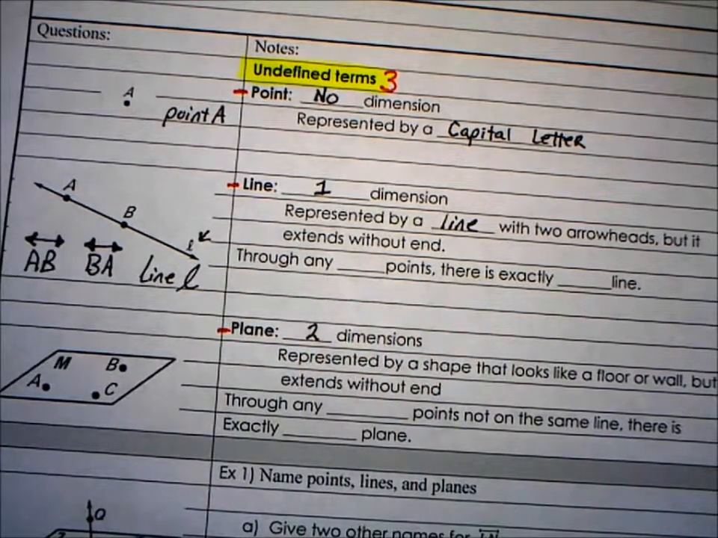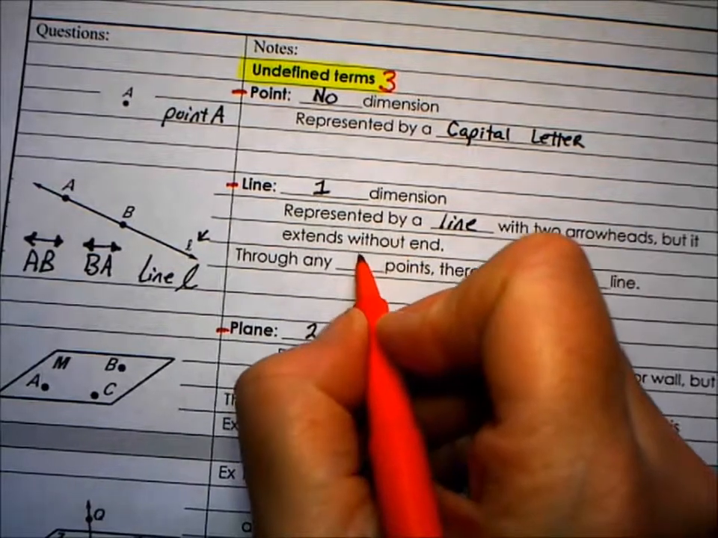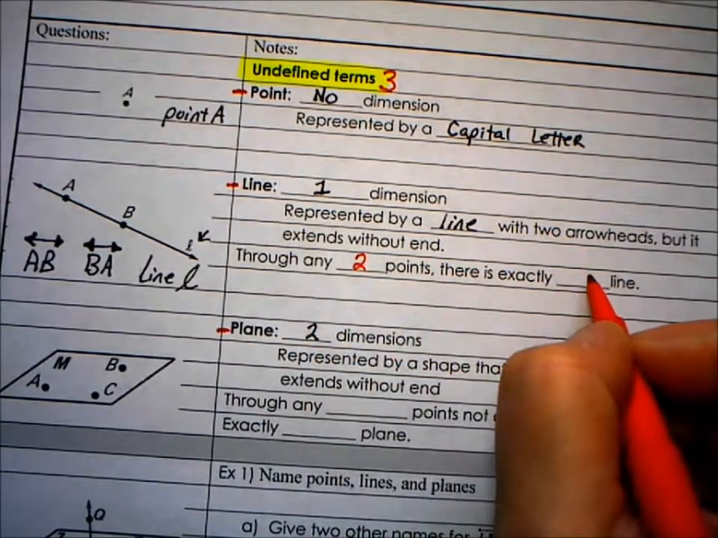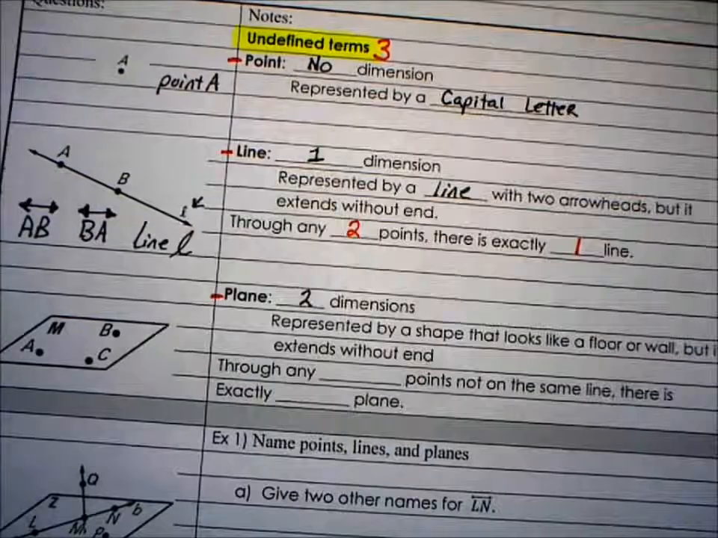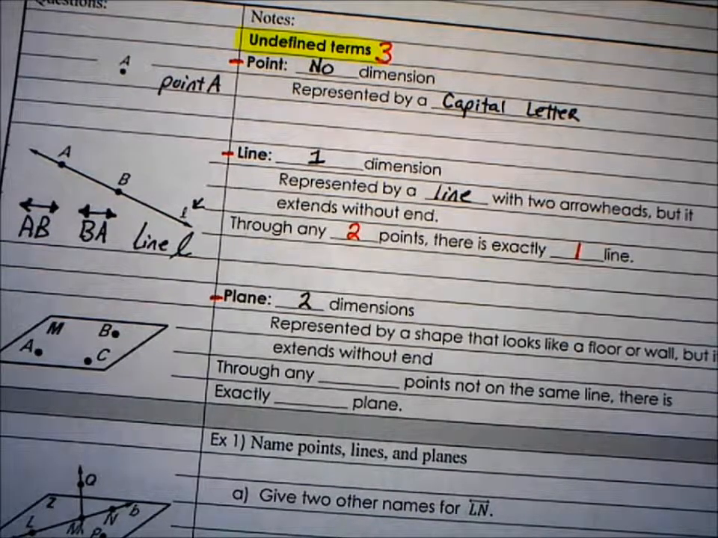And then to fill in this little blank here, it says through any 2 points there is exactly 1 line. That is a very, very important theorem that we need to know about. Very crucial, that it doesn't matter what 2 points there are, you can draw a line between them.